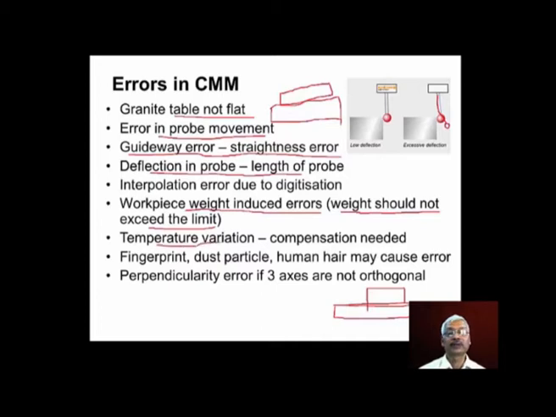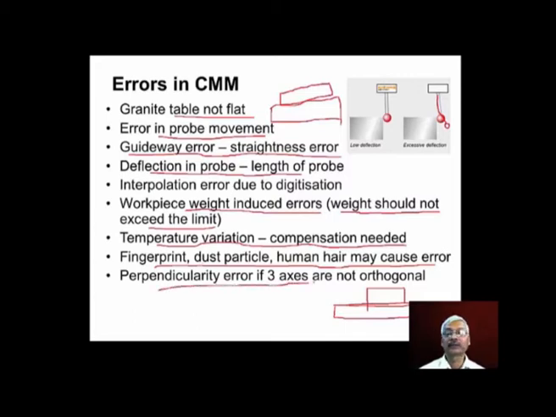Then if there is any temperature variation, because of the thermal expansion and contraction, error will be introduced. So it is very essential that whenever we use a coordinate measuring machine, the temperature variations are minimized or proper compensations are given for the variation. And the fingerprint, dust particle and human hair may cause error in the measurement. We should clean the workpiece surfaces, we should clean the probe surface with utmost care, and then we should conduct the measurement.